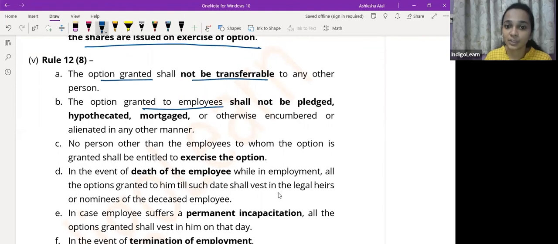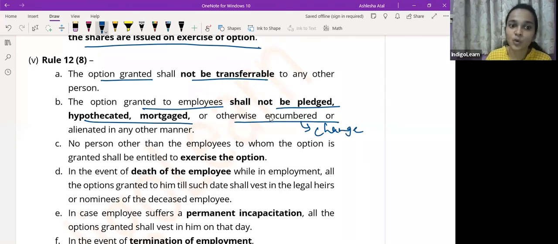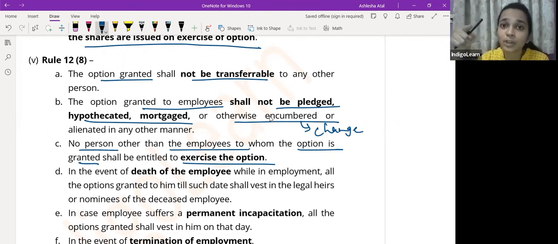The option granted to employee shall not be pledged, hypothecated, mortgaged or encumbered. Encumbered मतलब कोई charge नहीं create होना चाहिए in this option in any manner. And no person other than employee to whom the option is granted shall be entitled to exercise the option. सिर्फ जिसको option grant किया है, if you are an employee of Infosys, you have the right to exercise this option. If you are not an employee, आपके बदले कोई और इस option को exercise नहीं कर सकता.